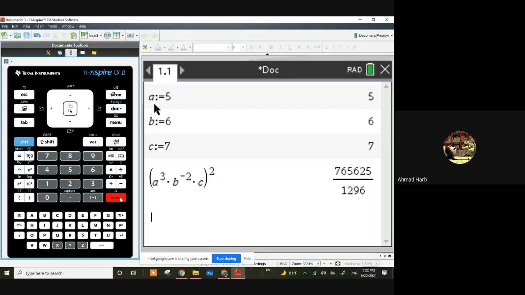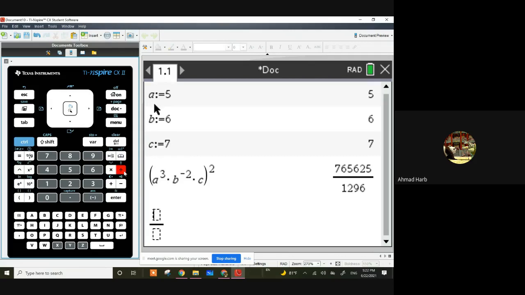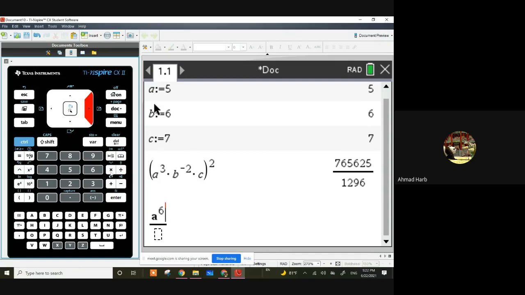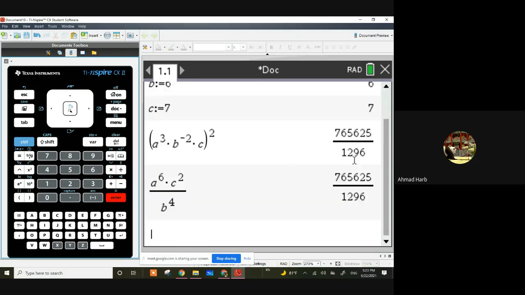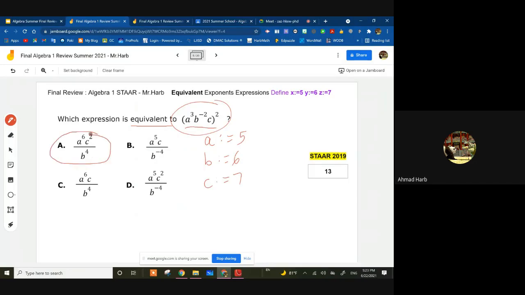Now this gives you this answer. Now which answer choice is it? So let's try it. The first answer, control divide, A to the 6, bring it down, times C squared over B to the 4. Is this answer equivalent to it? Let's see. Oh, it came out again. We're lucky again that this expression is equivalent to this because the numbers are exactly equal. So that answer is the first one. If not, you're going to keep trying until you get the answer.